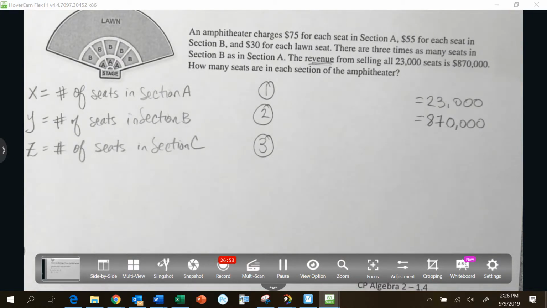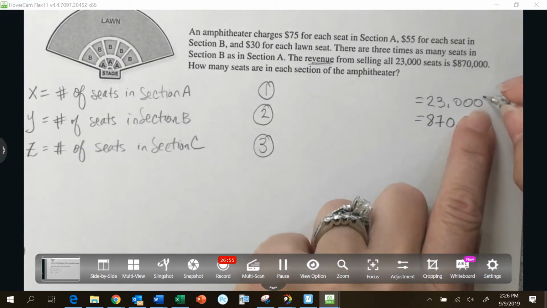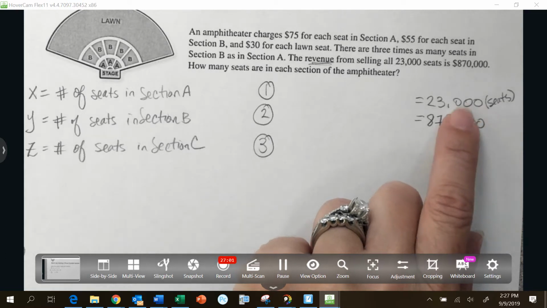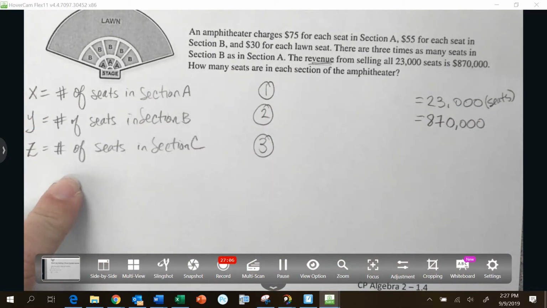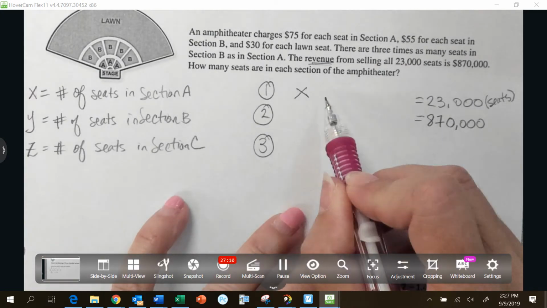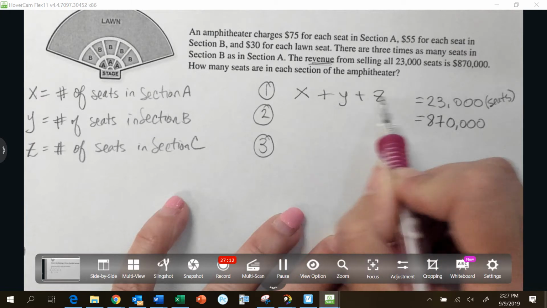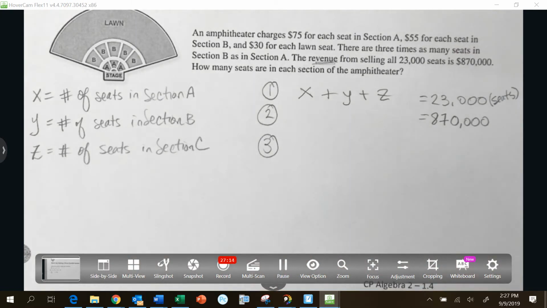What is 23,000? 23,000 what? Seats. That's the total seats. So over here, what are the individual seats? X, Y, Z. So if I add together X plus Y plus Z, I get the total. Okay. If I add together X plus Y plus Z, I get 23,000.